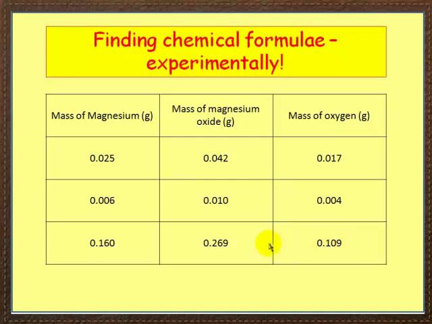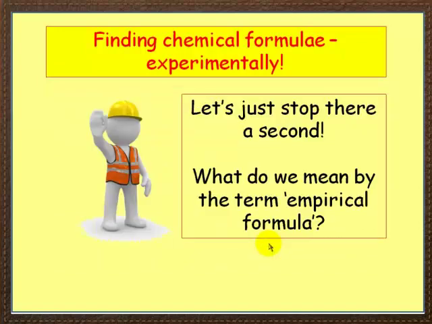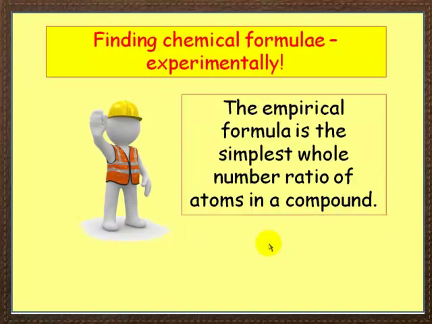But before we start, let's just have a definition. There's a term here called empirical formula. What does it mean? Well, empirical formula is the simplest whole number ratio of atoms in any compound. The simplest whole number ratio of atoms in a compound. Sounds confusing? Well, let's have a look at an example.